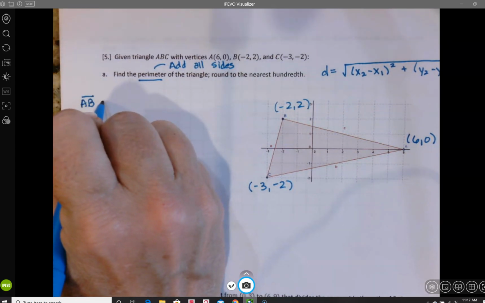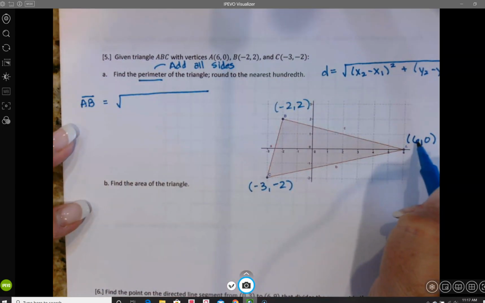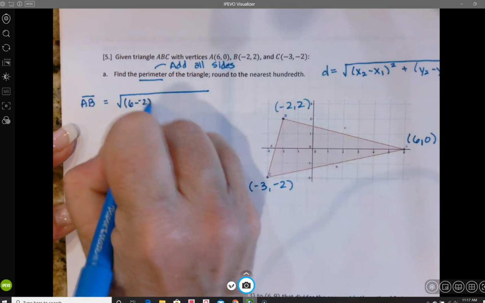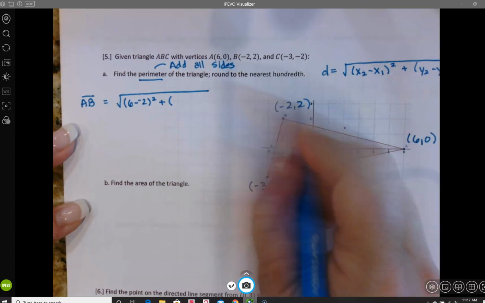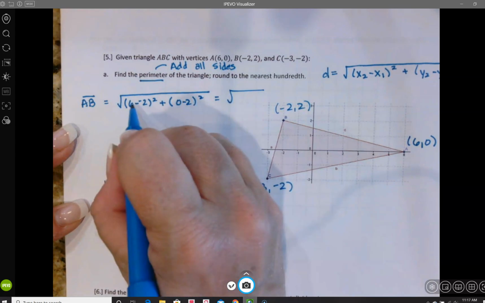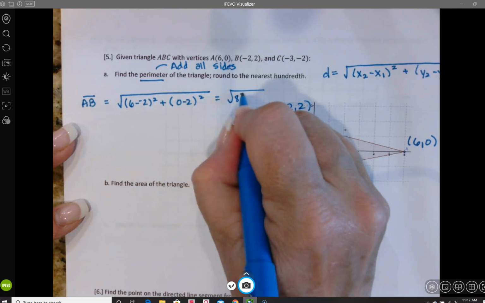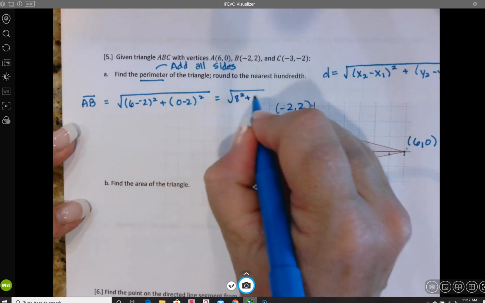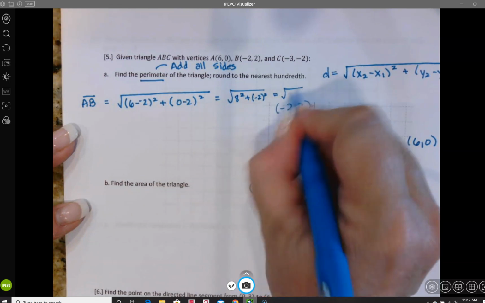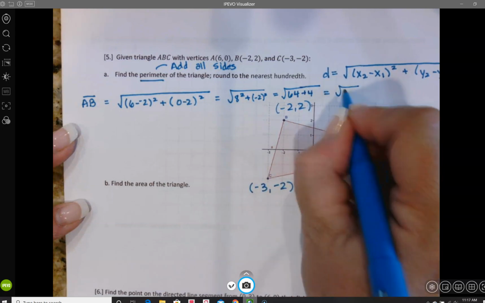and that is going to be, so I'm going to have this be x2 and x1. So I'm going to go 6 minus -2, and then I'm going to go 0 minus 2. So 6 minus -2, that's 8. 8 squared, and then 0 minus 2 is -2, and -2 squared. So 8 squared is 64, and -2 squared is 4. So that's going to be the square root of 68.